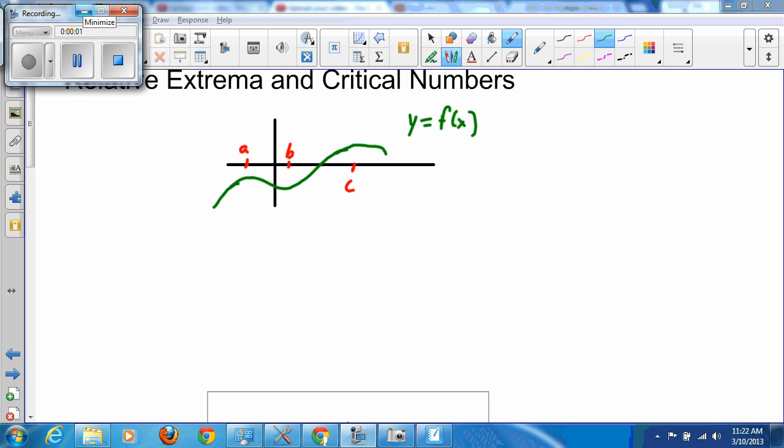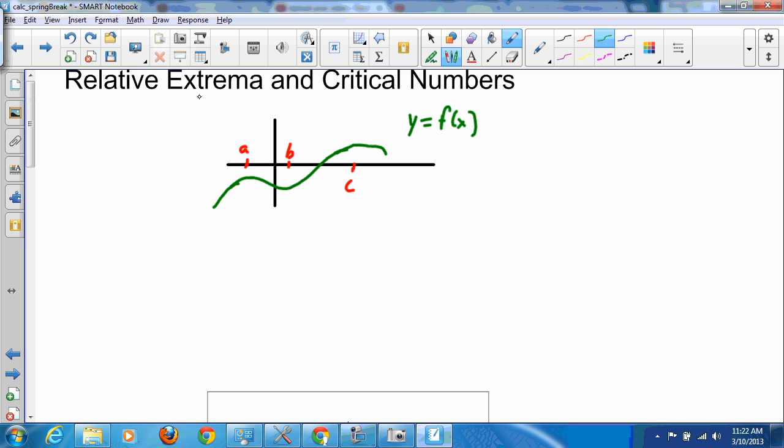Today we're going to take a look at relative extrema and critical numbers. This is a highly tested item on the AP exam, and what they ask you to do is to look at the behavior of the graph in terms of its first derivative and then later on its second derivative.